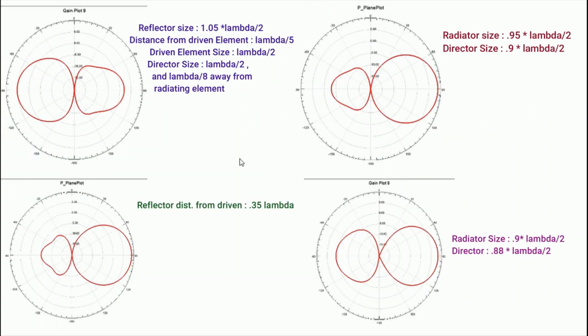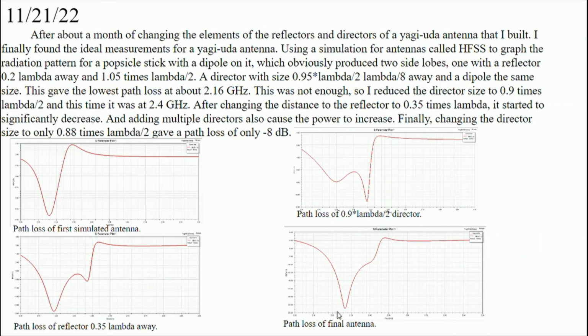Over here we can see that these three antennas all have about 8 dB, while this one has the lowest gain. However, when we measure the path loss, this one easily seems to have the lowest path loss. So this is our antenna.